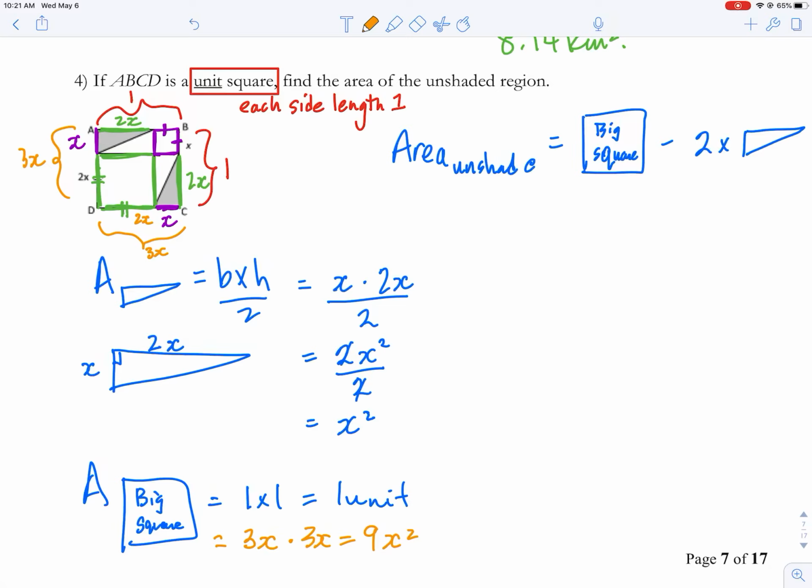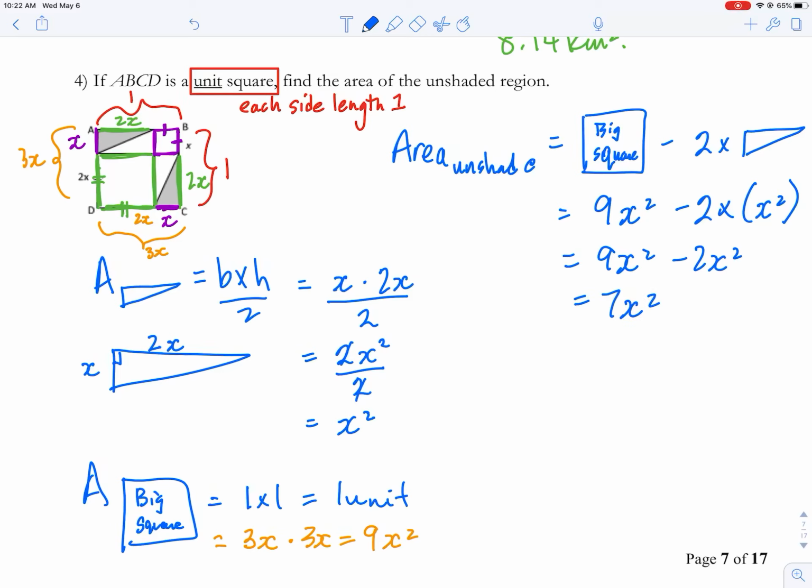This is important because we'll use that later to turn it into a units thing. But now we can go back to our big equation for the area of the unshaded. So our big square is equal to 9x squared. Our triangles, we have 2 of them, and each one is x squared. So I've got 9x squared minus 2x squared.